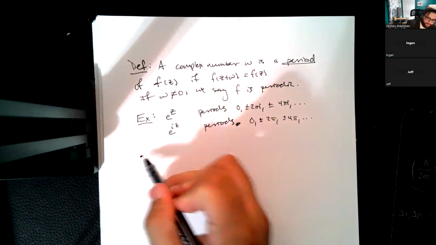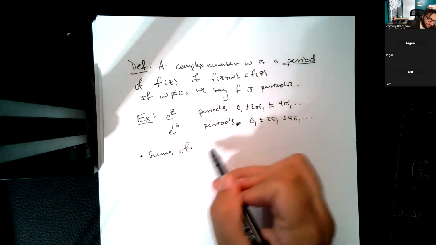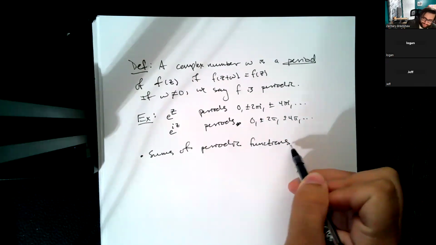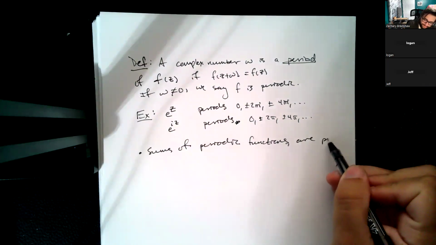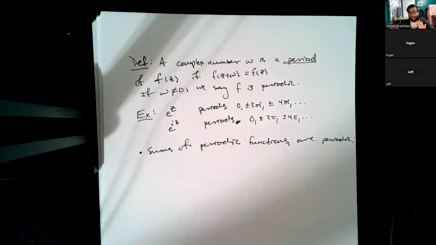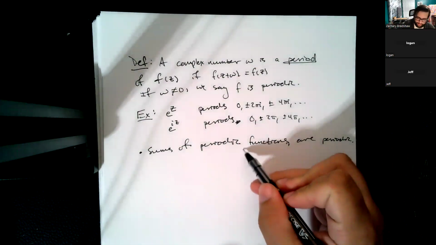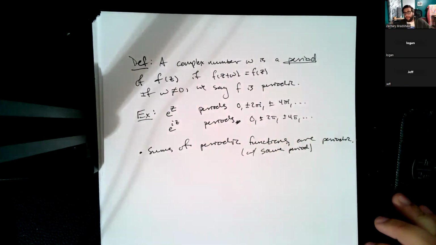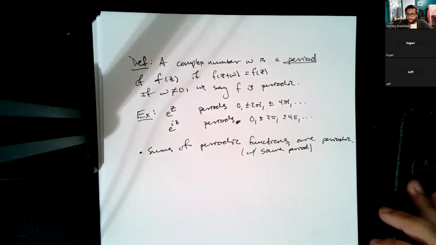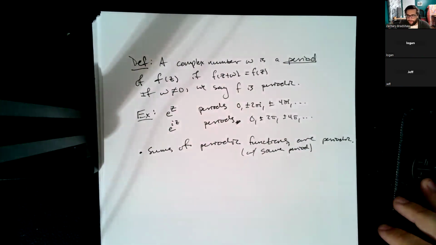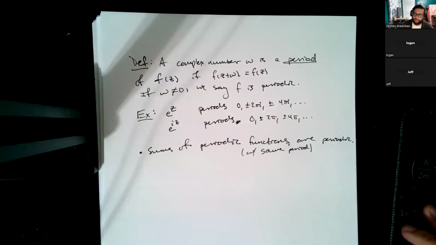Now, sums of periodic functions, guess what? They're periodic. If I have two functions f and g which are periodic with the same period, and I sum them, I add omega, the period, to the argument, well then they're both periodic, and so they both reduce to just the functions evaluated at z.